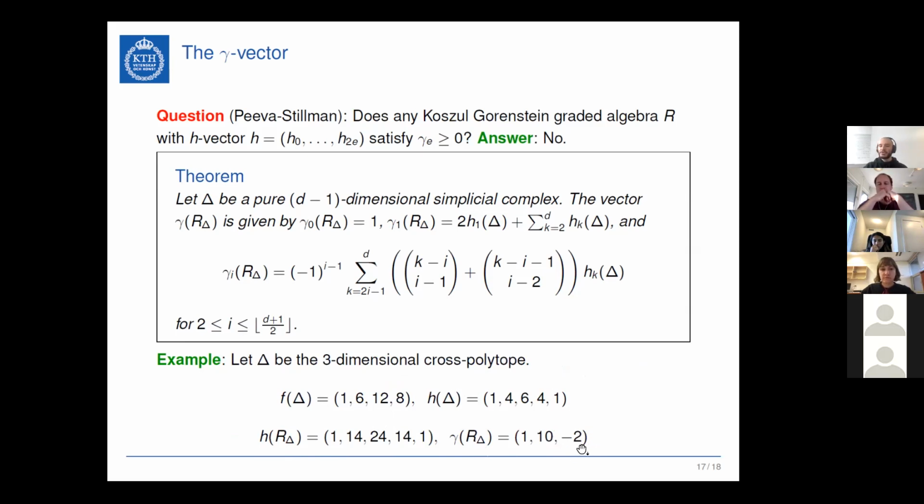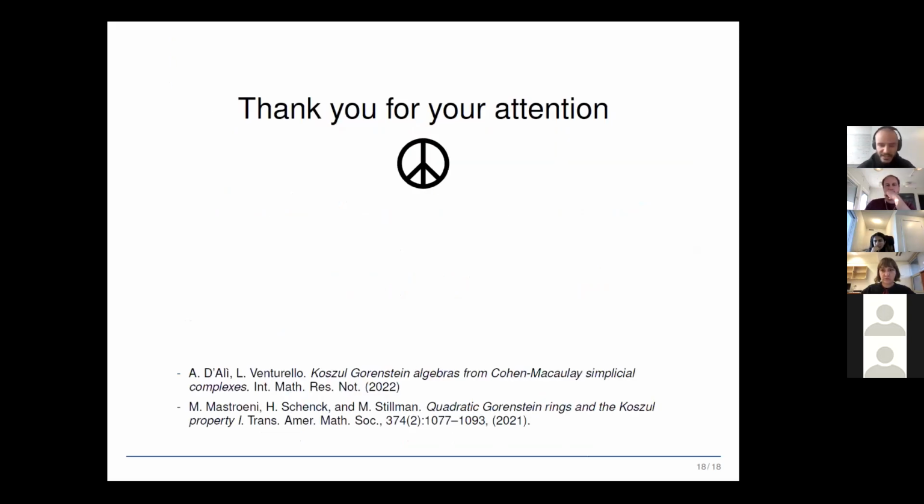And this -2 comes from -2 times the fact that the top homology group of the sphere is one-dimensional. Top homology vector space is one-dimensional. Okay, I think that's everything I wanted to tell you. Thank you for your attention.